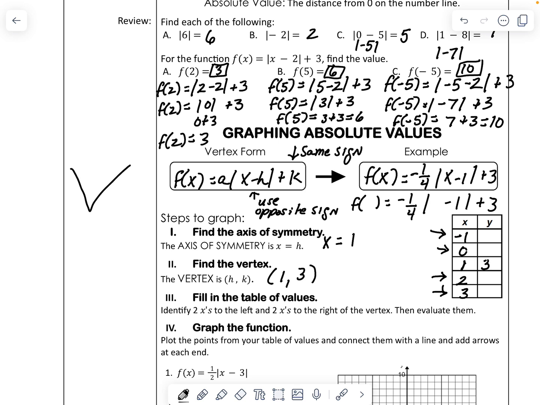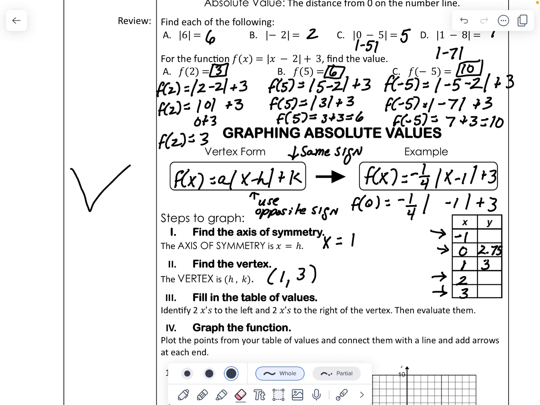All right, so let's do 0. So I have to do my parentheses first. So I have -1, absolute value would be 1, times -1/4 would be negative 0.25, plus 3. I'm going to end up with 2.75. Okay. Let's try it again, but this time instead of the, oops, I didn't mean to erase that. I need to keep the -1.